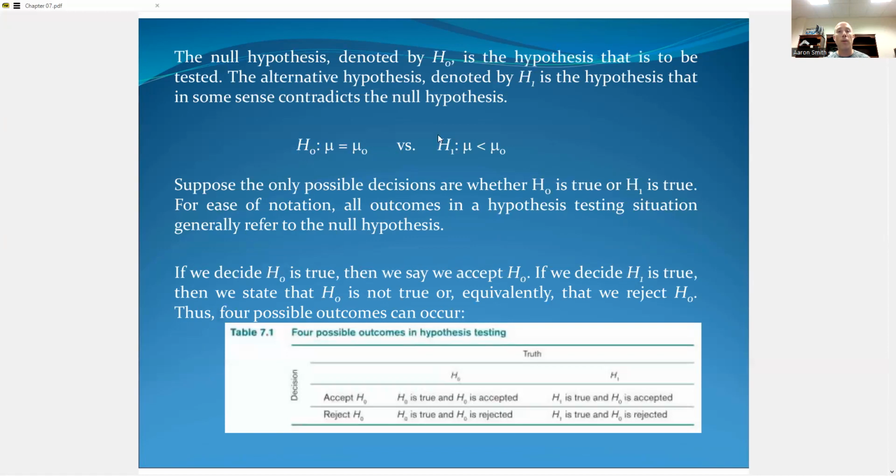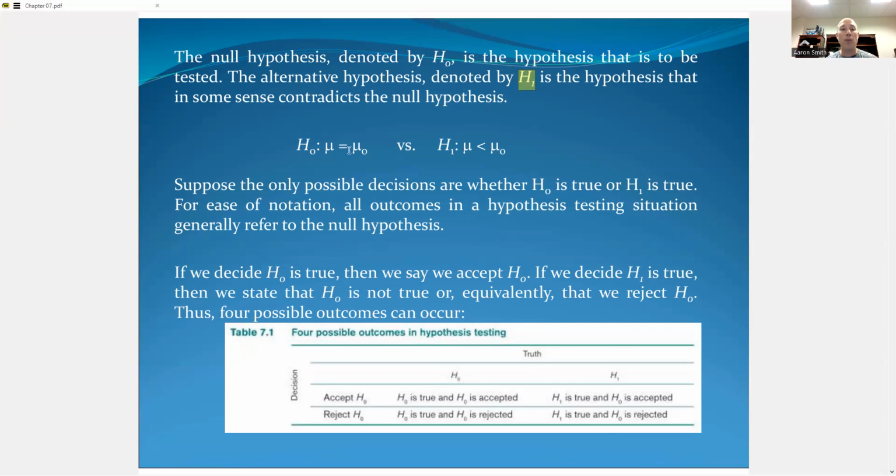All right, so we're going to have two hypotheses. We're going to call one of them the null and the other one the alternative. The null hypothesis, denoted by H sub 0, is a hypothesis that is to be tested. And the alternative hypothesis, denoted by H sub 1, is a hypothesis that in some sense contradicts the null hypothesis.